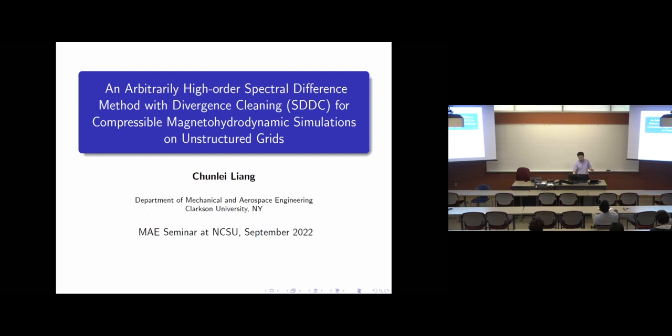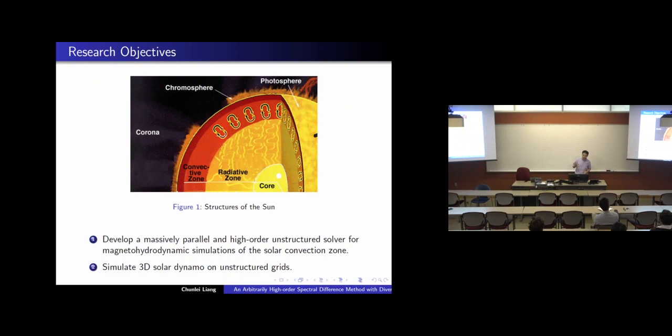Okay, so if you look at the sun, there's one region in the graph that is in red. That region is called a convection region, or convection zone. It is because at the bottom of the convection zone, the temperature is very high. At the top, because of the radiation, the sun will radiate heat out, so the temperature at the top is relatively very low.